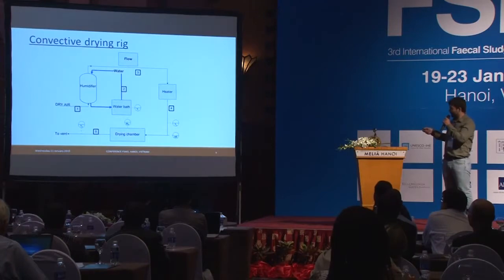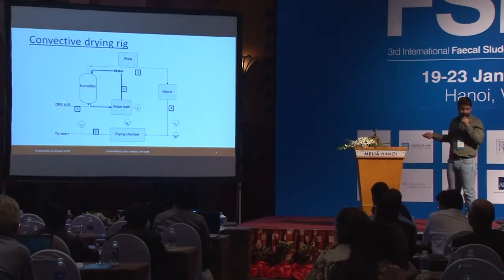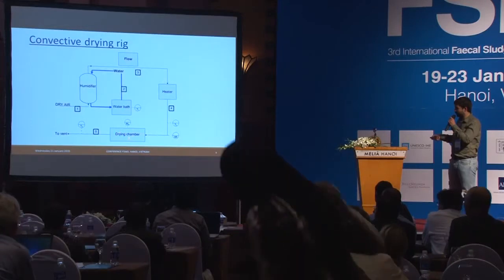This is a scheme of the convective dryer that we have used, where the dry air is humidified by water at controlled temperature. At the end, we have saturated air at the temperature of the water. It is then overheated, so it is no longer saturated, and it is introduced into the drying chamber. Here we can see a photo of the drying chamber, here the humidifier, and the heater is hiding, but we can see it.